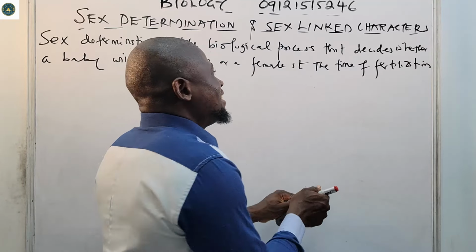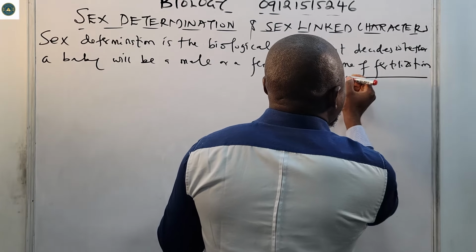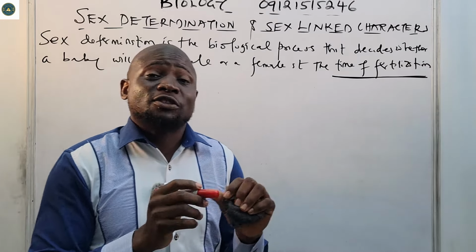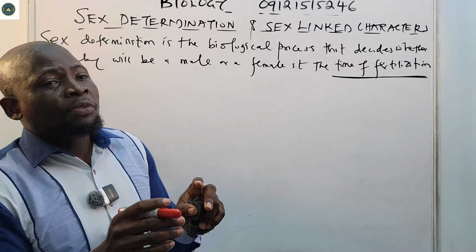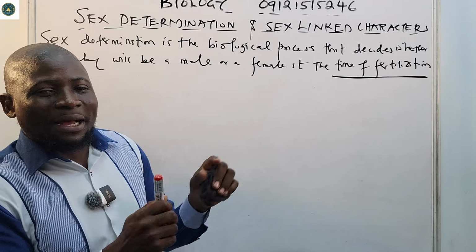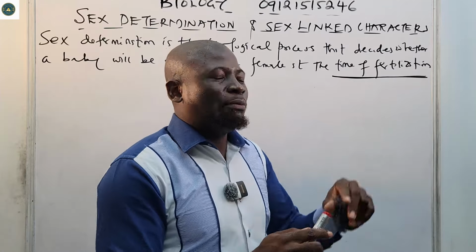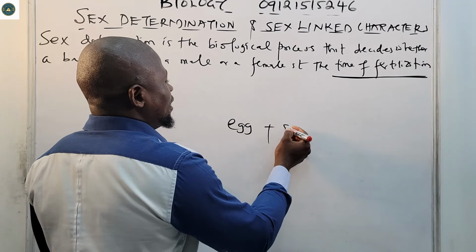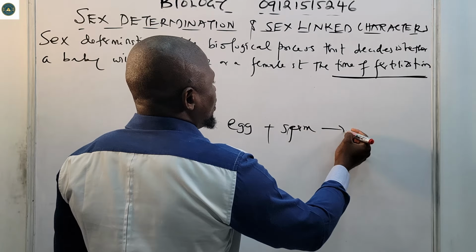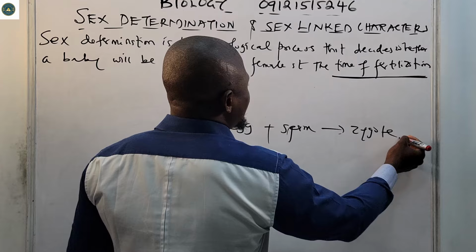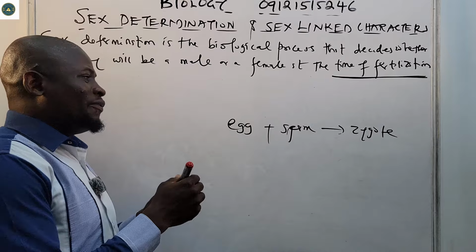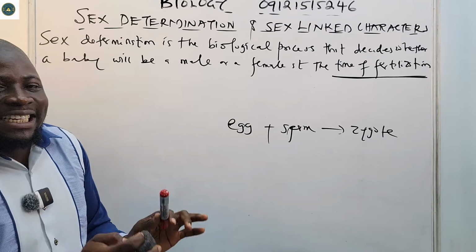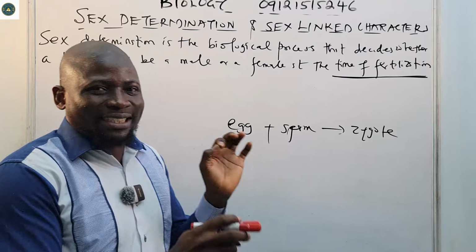Take note of this. This is an exam question. You see it in your past questions, you stumble upon it. When is the sex of a baby determined? It is at the time of fertilization, when the egg and the sperm fuse to form the zygote. That is when fertilization happens, and it is at this time that the sex of a child is determined.